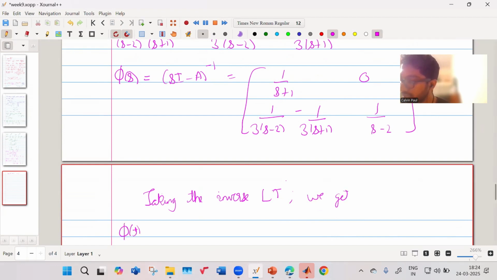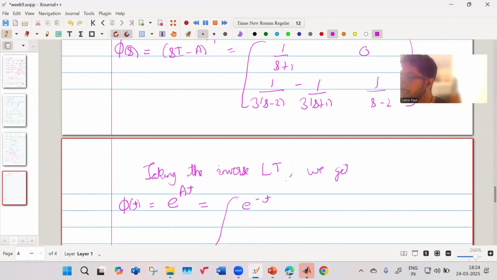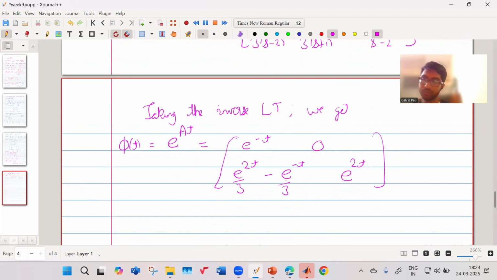phi of t is equal to e to the power at, which is equal to e raised to minus t, 0, e raised to power 2t upon 3 minus e raised to power minus t upon 3, and here it is e to the power 2t. Okay, so this is the expression of phi of t. So this has been found.